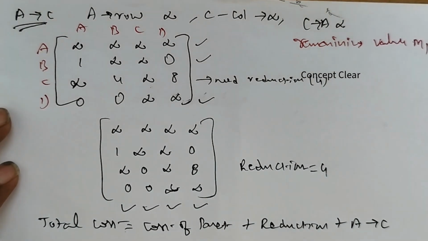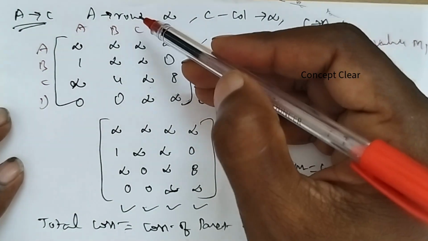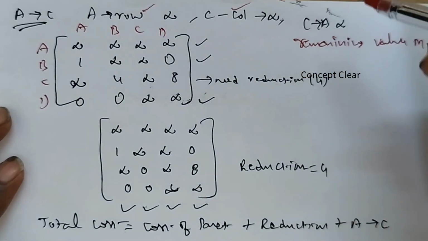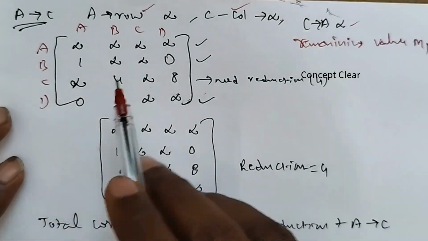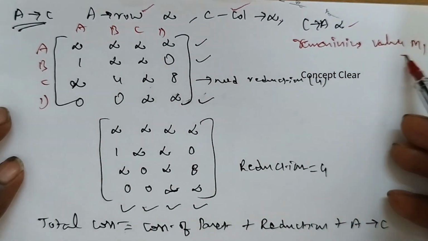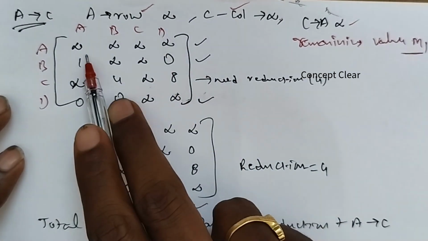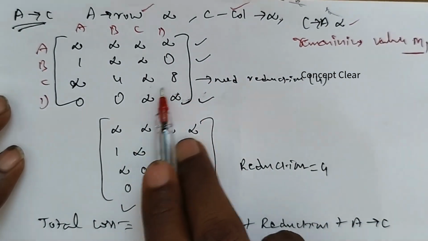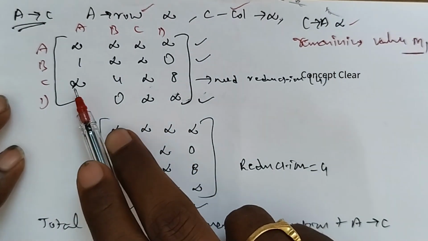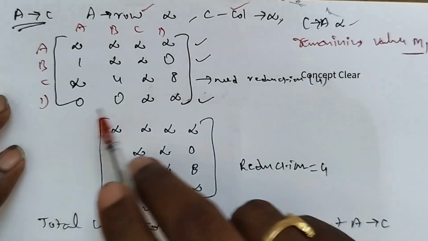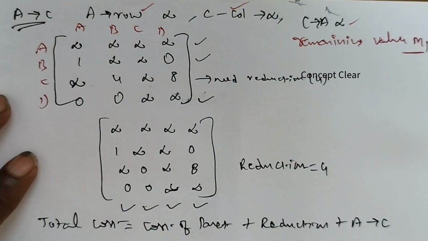What is A to C here? In the A to C, we have to take the A row as infinity values, the C column as infinity values, and C to A as infinity. According to these conditions, the remaining values we have to take from the M1 matrix. The A row and A column are all infinities. The C column is infinity, and C to A in the previous M1 matrix is infinity. So the remaining values we have to take from the M1 matrix.